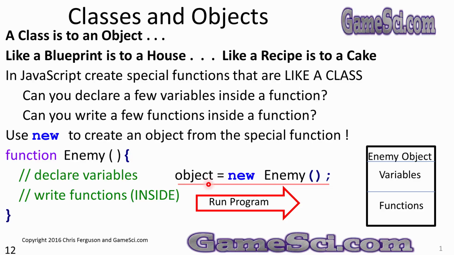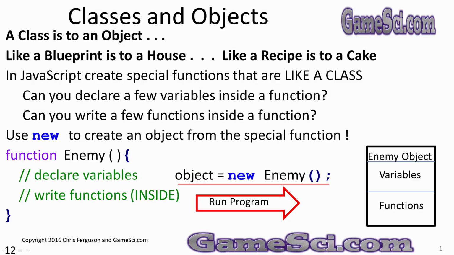At this point, what we have to do is create an object. Here's a simple line of code: object equals new enemy. It's kind of new here. Enemy is a function, but when we say new enemy, it actually builds an object that is very much like the objects we'd build in Java or C#.